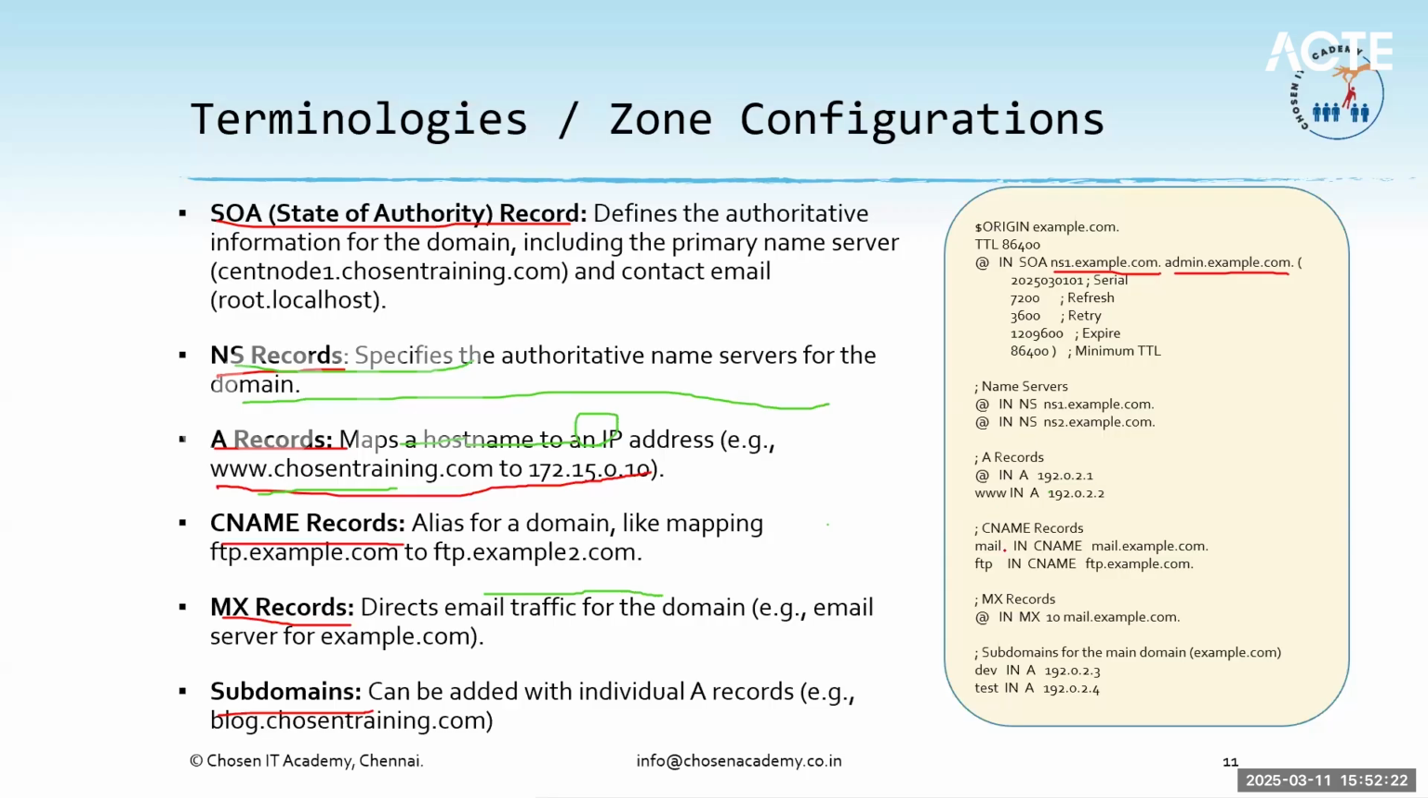And CNAME is an alias for a domain name. Instead of one domain name, if you want to give another domain name for the same thing, we can specify that in the CNAME. And mail exchange records, we will have to specify in case you have a mail server. And subdomains, we can define under this directive.